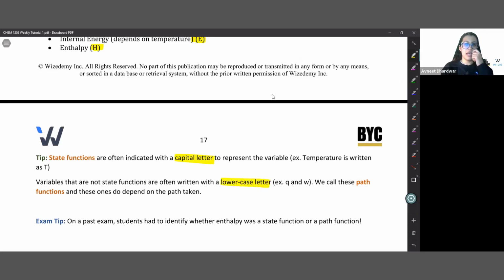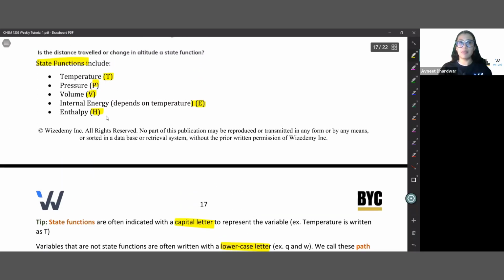Those are path functions. And so on a past exam, the way that this came up was that you actually had to identify whether enthalpy was a state function or path function. Enthalpy is written as a big H, so that's already a hint that it's a state function. And later, when we learn about Hess's law, we'll talk about how you can add up the enthalpy in each step, and it doesn't matter the path that you take to get there, you can still find the enthalpy of the reaction by adding it up from each step. So because it does not depend on the path, enthalpy is a state function, okay? And the shortcut to get that same answer is remembering that all of these ones with capital letters are state functions.